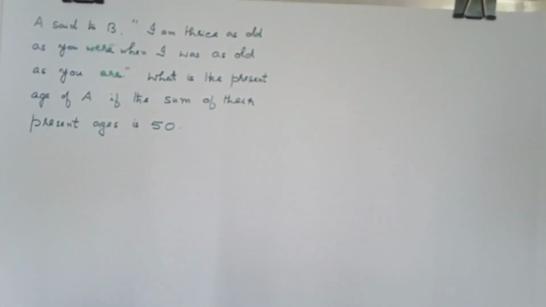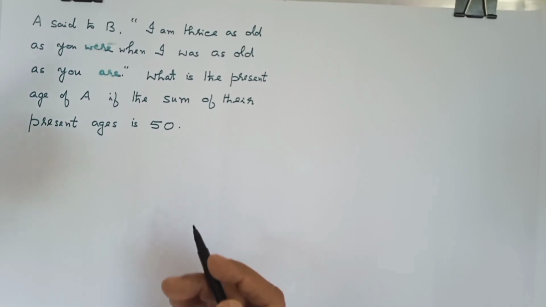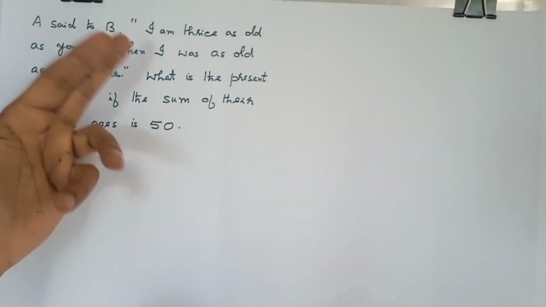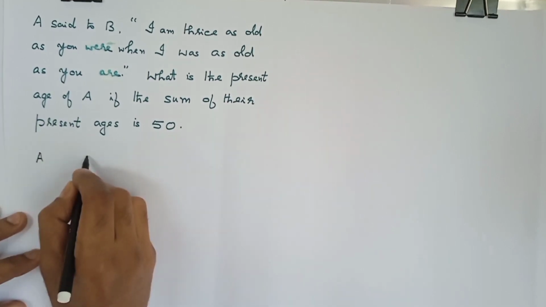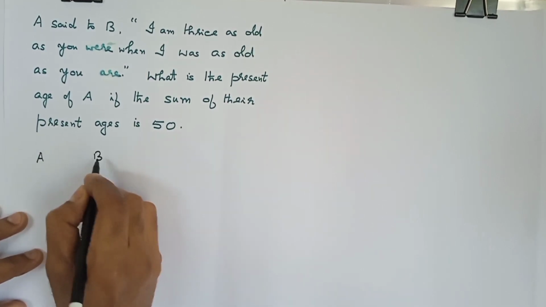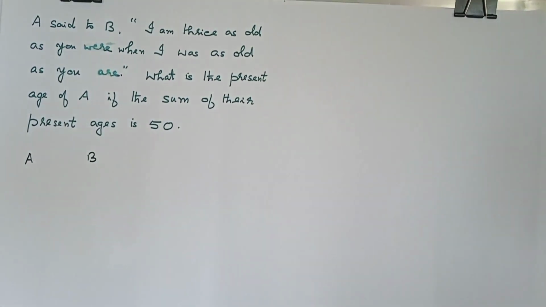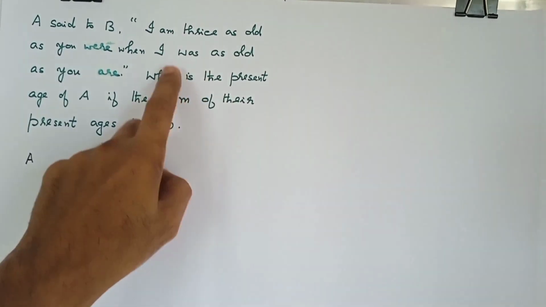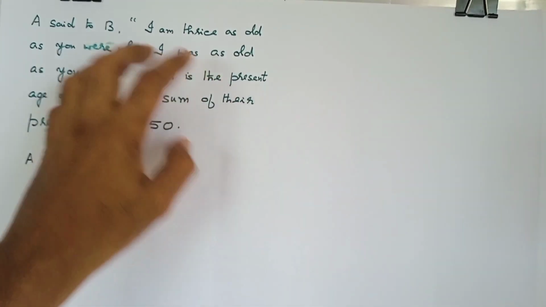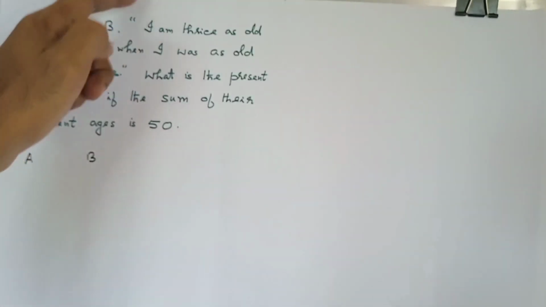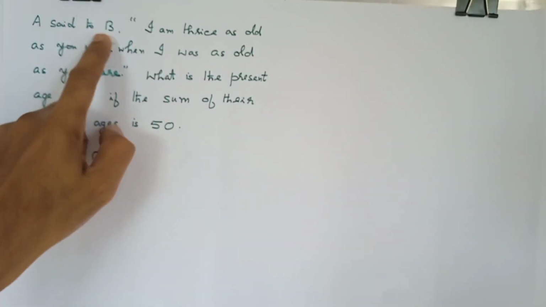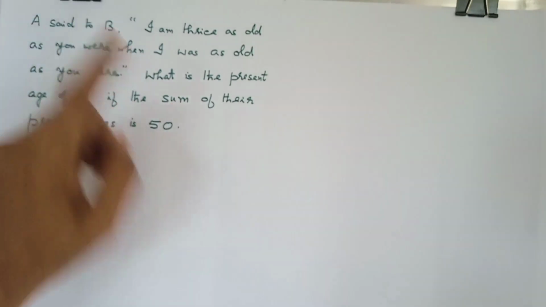From the question, can you figure out who is the older one here? There are two people, A or B. Can you guess who is the older person here? To find out that, you look at what is given in the inverted comma here. I refer to whom? A. You refer to here B, because it's A who is telling B.